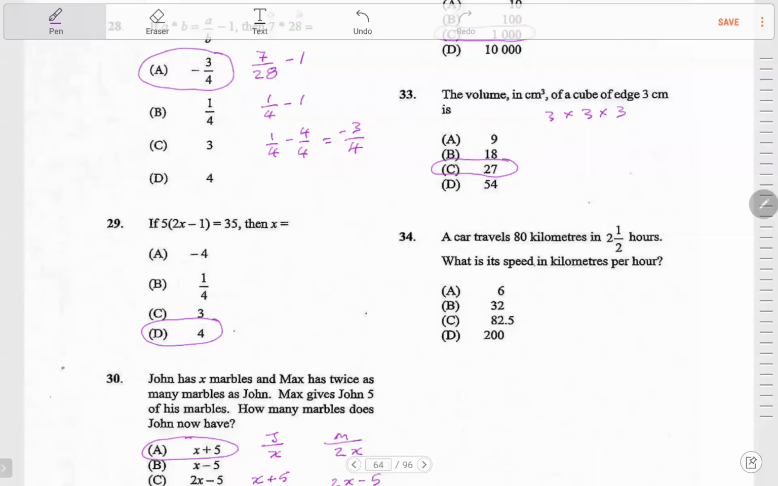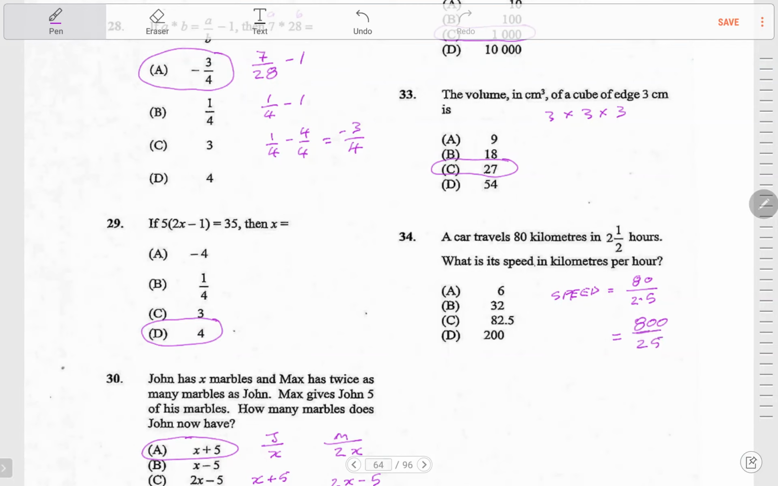Remember now, speed equals distance over time. You can do it as a ratio as well, or rate per hour. Want to know how fast you're going per hour. So speed is equal to the distance of 80 over the time of 2.5. I'm going to convert 2.5 to 25 by multiplying numerator and denominator by 10. It becomes 800 over 25.